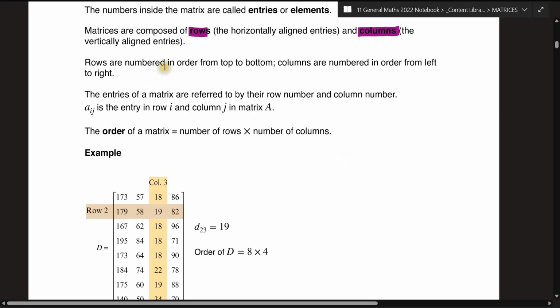Rows are numbered in order from top to bottom, and columns are numbered from left to right. So that's how you read a matrix. You read it either top to bottom or left to right.